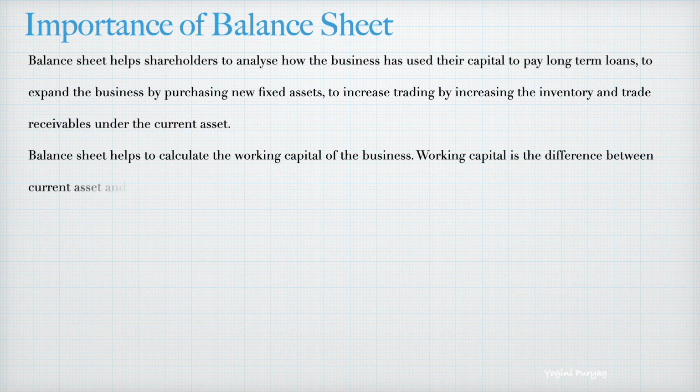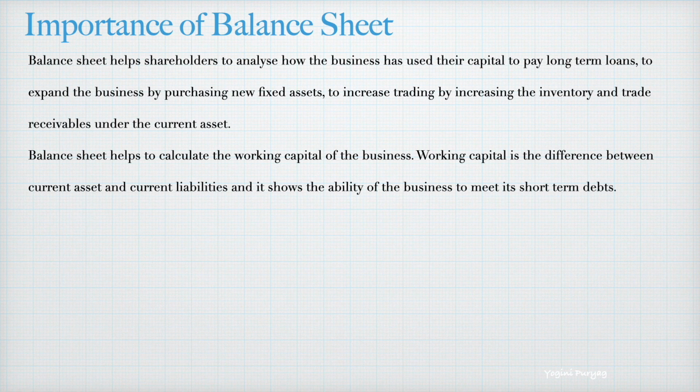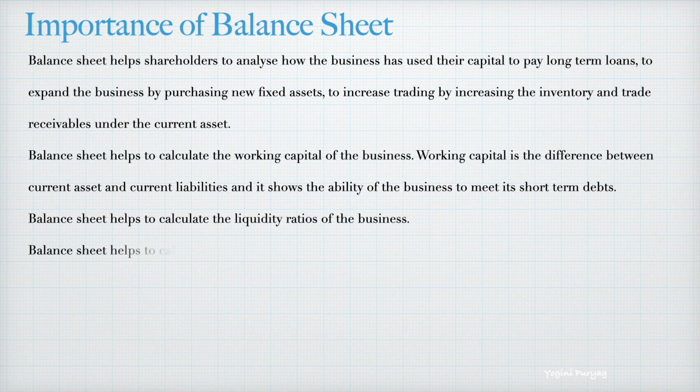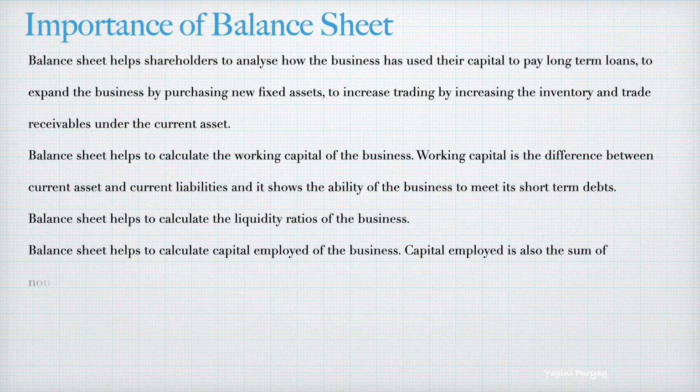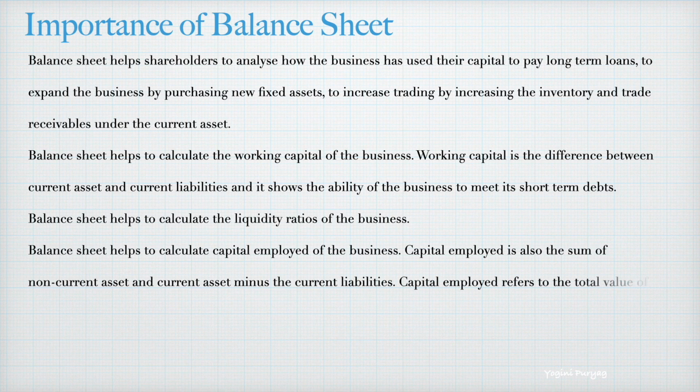Working capital is the difference between current asset and current liabilities, and it shows the ability of the business to meet its short-term debts. Balance sheet helps to calculate the liquidity ratios of the business. Balance sheet helps to calculate capital employed of the business. Capital employed is also the sum of non-current asset and current asset minus the current liabilities. Capital employed refers to the total value of assets used to operate the business and generate profit.